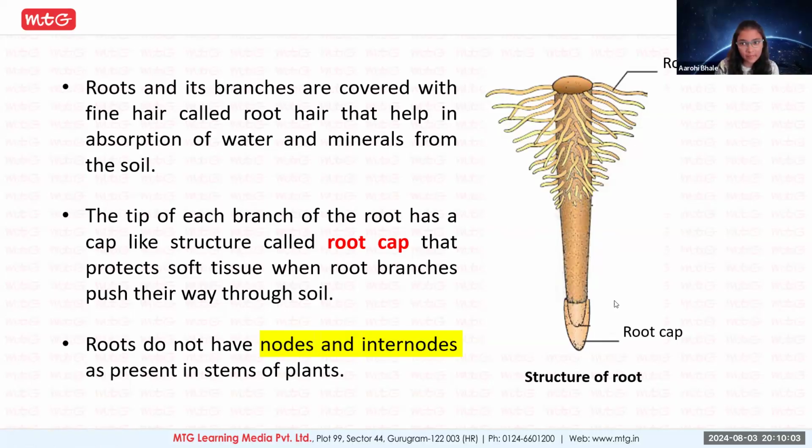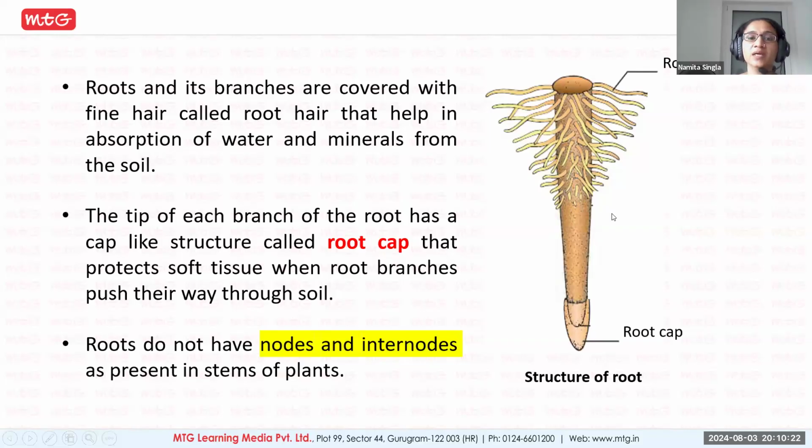Ma'am, I have tried that activity in grade 5. I soaked kidney beans in water for a few days and then I saw a baby plant inside. Yes, that's very good. So keep doing these kinds of practical things which you can do at home. It can give you a lot of knowledge about these things.